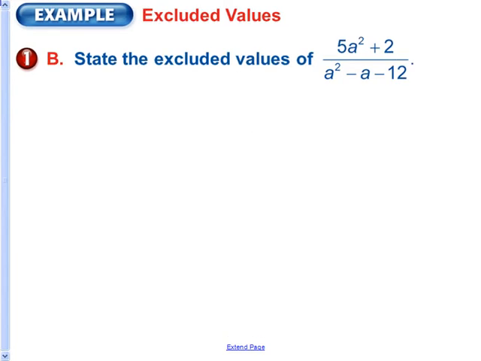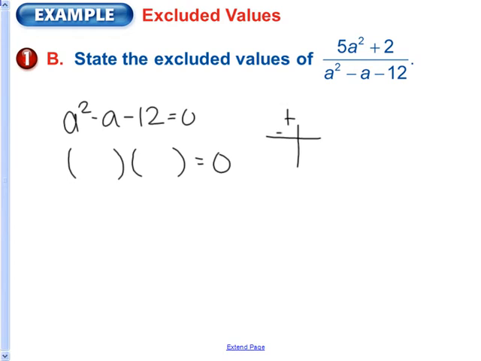Okay, let's take a look at this one. What is the excluded value? The excluded value is anything that makes the denominator 0. Well, in this case, to figure out what would make that 0, we need to factor it. And think about our t-chart. What adds to negative 1 but times to 12? So think about that option.